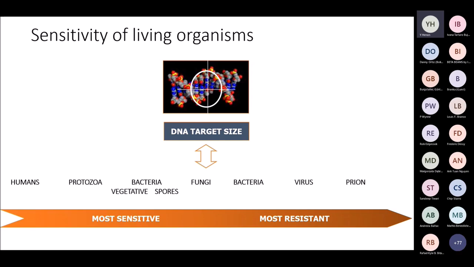So it's as if the human cell offers a very big DNA target to radiation, when more simple organisms represent only a small target, so less chances of being hit. So this is how you have a scale from the most sensitive organisms, the humans, to the most resistant organisms, like, for example, the prions.